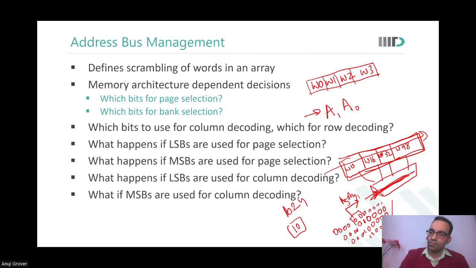But why will I want to do that? I'm making it so complex. What is complex in this? My question is, why would I prefer this over, say, word 0, word 1, word 2? Okay. I'm saying how you manage the address bus can impact memory scrambling.